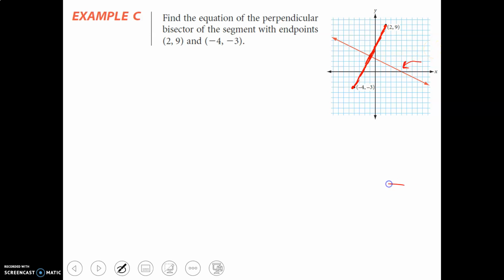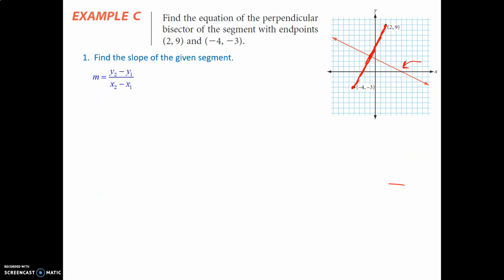So I have steps written down. The first step is find the slope of the given segment. So the given segment has endpoints -4, -3, and 2, 9. So I'm going to use the slope formula. Slope is going to be -3 minus 9 when I subtract the y's, and on the bottom I'm going to subtract the x's, -4 minus 2. So I get -12 over -6, which is 2 over 1, or 2.